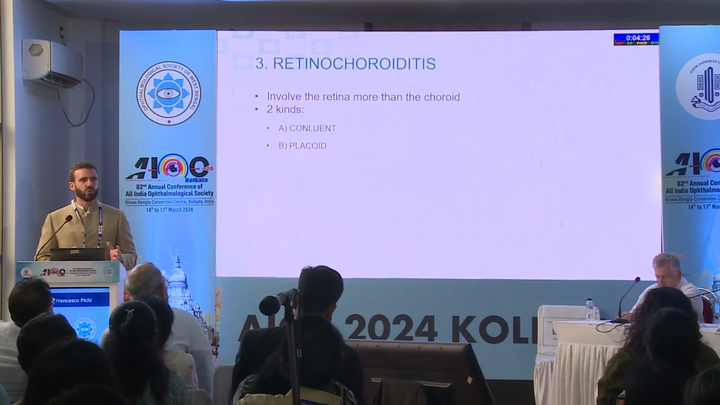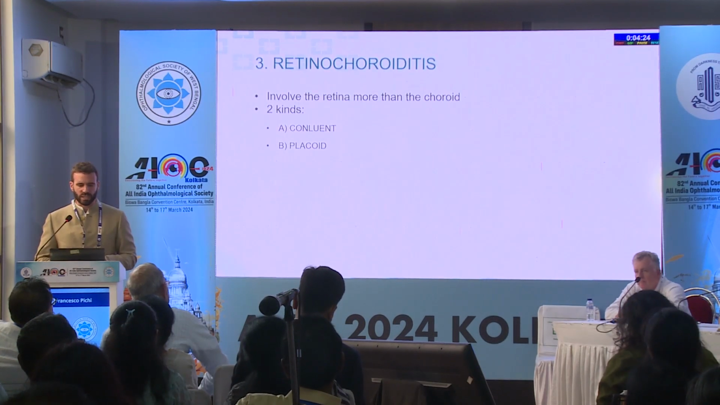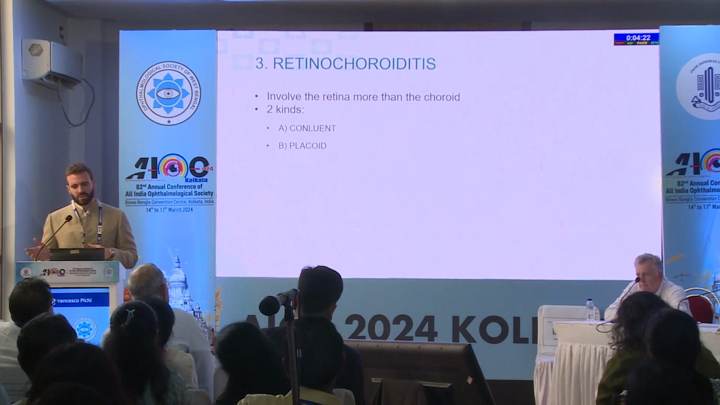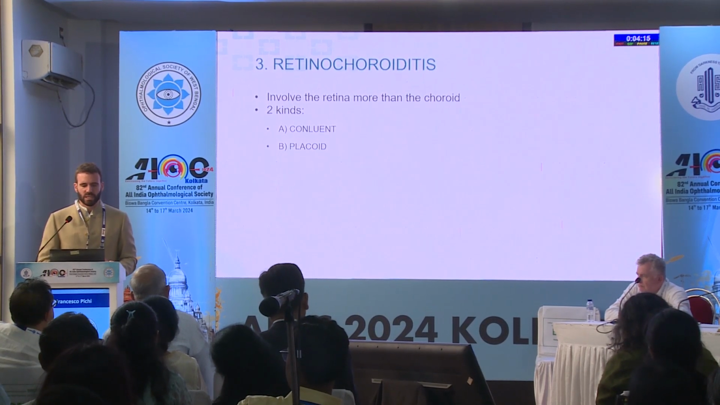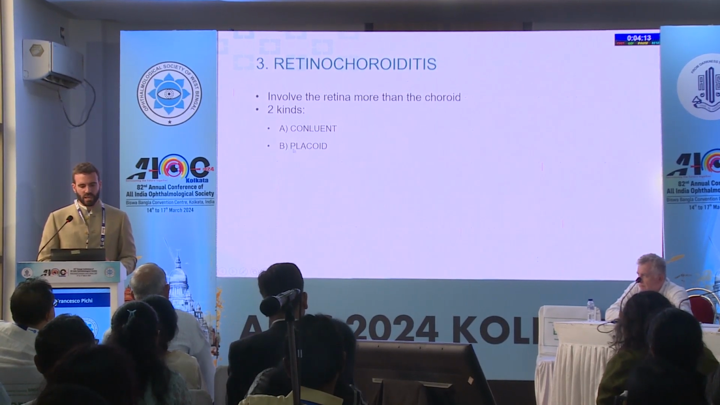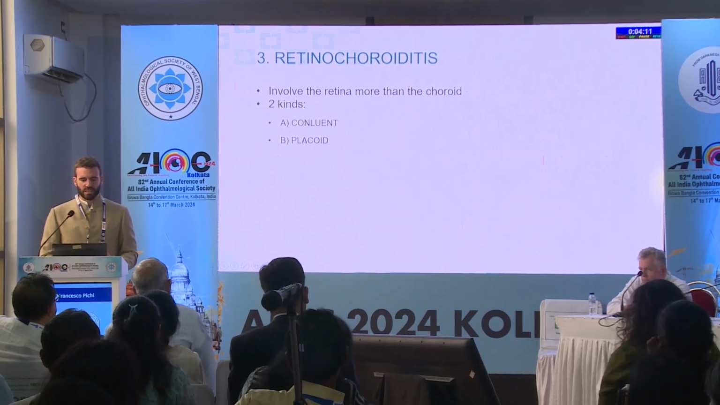But what you usually find is a retinochoroiditis. Retinochoroiditis, chorioretinitis, I'm not sure where it comes from. I think it's coming from the choroid, but it doesn't really matter at the end of the day. There are two main forms, the confluent and the placoid.